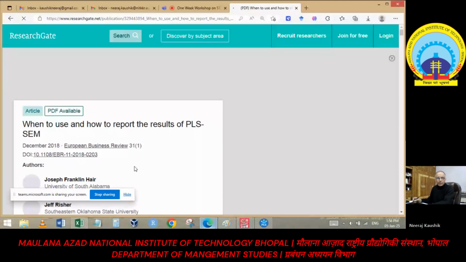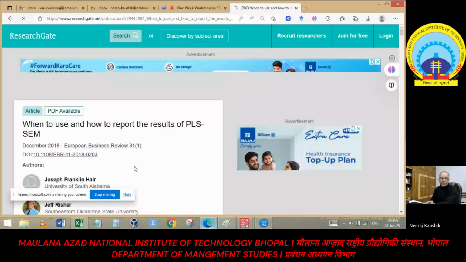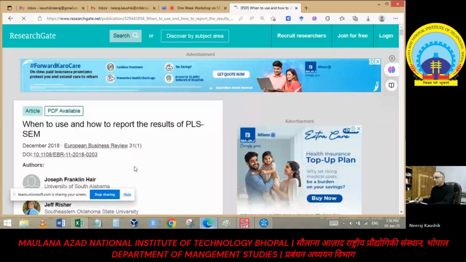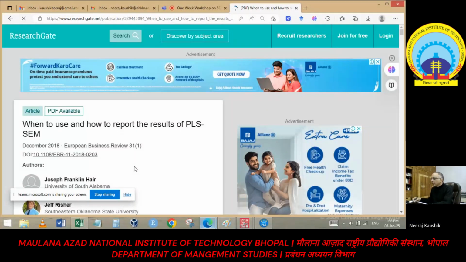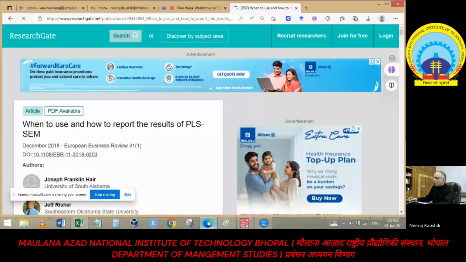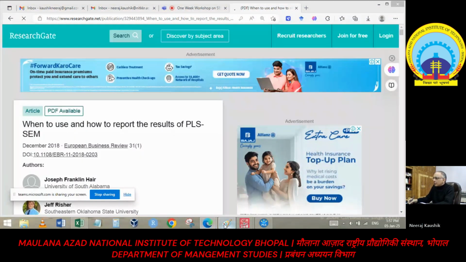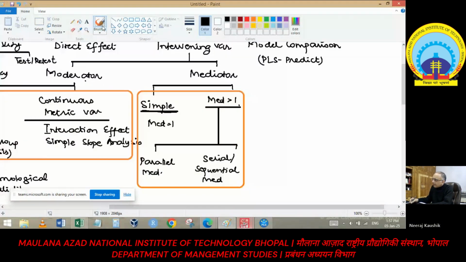The authors talked about, actually this paper is sort of a Bible. Every paper that refers to SEM works on this particular paper. Everything is reported from here. So 3-4 things they talk about, let me write here, the assumptions of PLS-SEM. And side by side, we are also discussing the difference between CB-SEM and PLS-SEM.